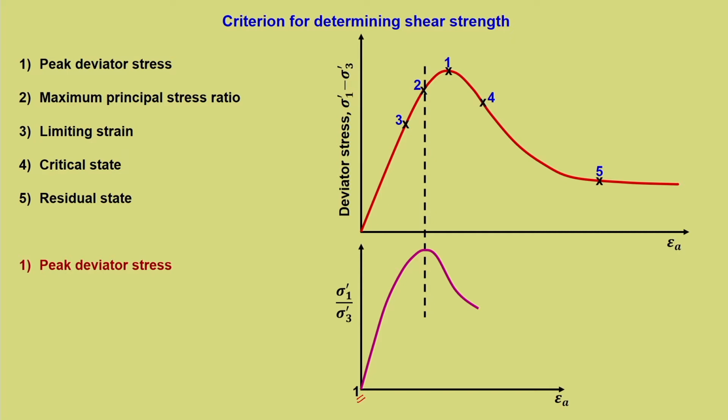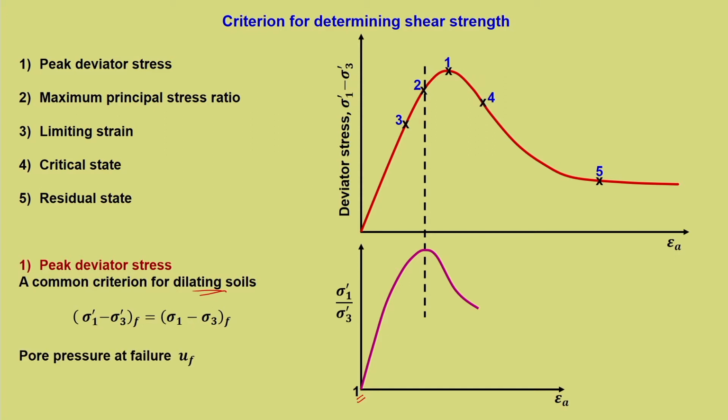So peak deviator stress does not need much explanation because we have seen this all throughout the discussion of this particular module. There is a common criterion for dilating soils: sigma 1 dash minus sigma 3 dash is equal to sigma 1 minus sigma 3 at failure. Pore pressure at failure is UF. It's not a fundamental characteristic of soil.